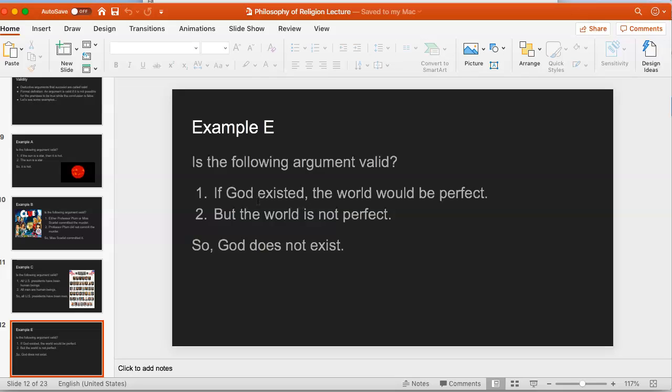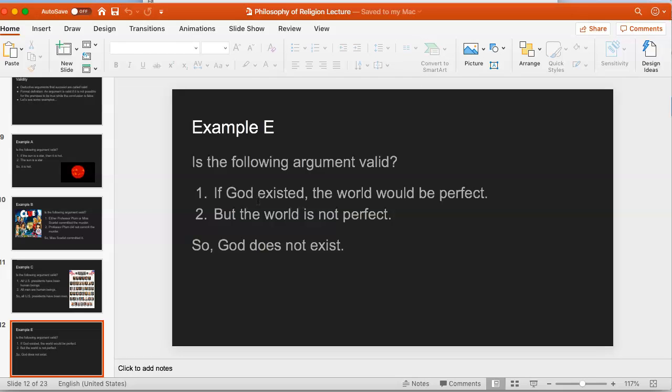If we understand the first premise to say that the intruder's being a stranger would be enough to make the dog bark, and then we know that the dog didn't bark, then we can infer that the intruder was not a stranger. Now consider example E, which is a little closer to the subject matter of our class. If God existed, the world would be perfect, but the world is not perfect, so God does not exist. Again, you might disagree with the first premise, but you should be able to see that this argument is valid, that if those premises are true, the conclusion would be true too.